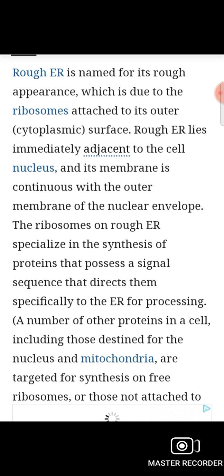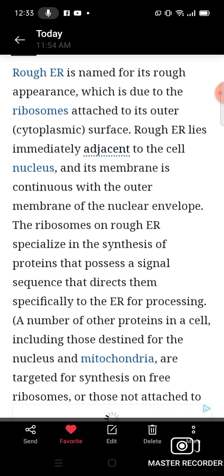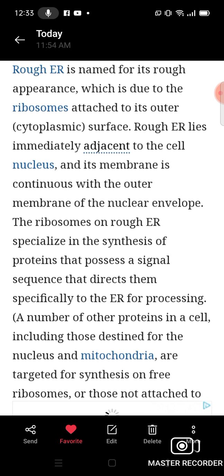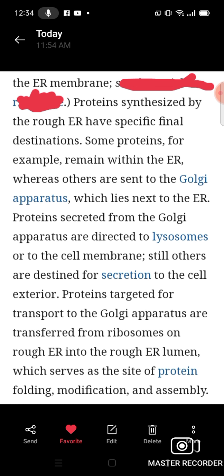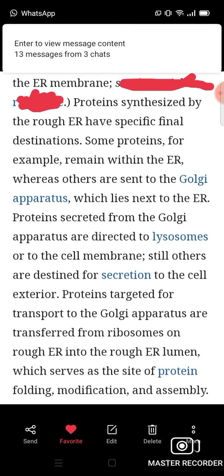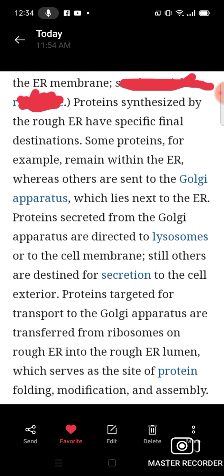A number of other proteins in a cell, including those distant from the nucleus and the mitochondria, are targeted for synthesis on the free ribosomes, or those not attached to the rough endoplasmic reticulum. Proteins synthesized by the rough endoplasmic reticulum have specific final destinations. Because every protein has to perform a specific function, after their formation they have a specific destination. Some proteins remain within the endoplasmic reticulum, whereas others are sent to the Golgi apparatus.